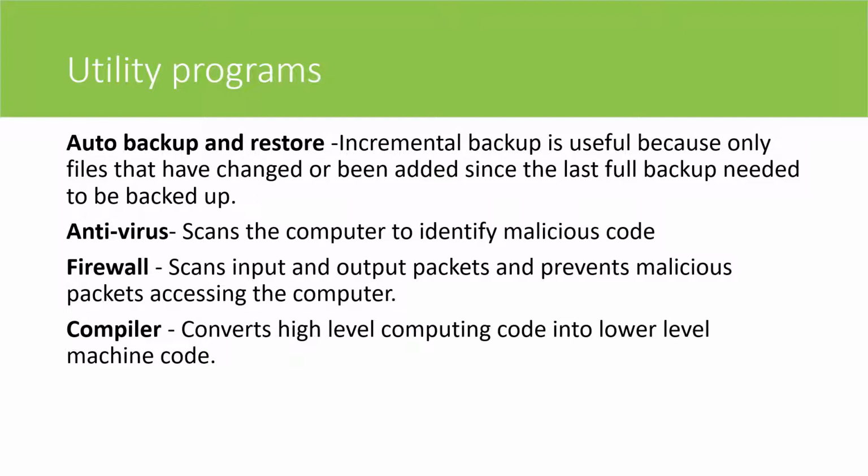Other system software programs include utility software, and we're just going to go through a range of useful utility programs now. One useful utility program is auto backup and restore. The idea is that files are regularly and automatically backed up. Often it's incremental backup, so you're only backing up the changes since the previous backup was made. Of course, antivirus software scans the computer to identify malicious code. We have firewall software, which scans the input and output of packets and prevents malicious packets entering the computer. And compilers convert high-level computing code into a lower-level machine code.